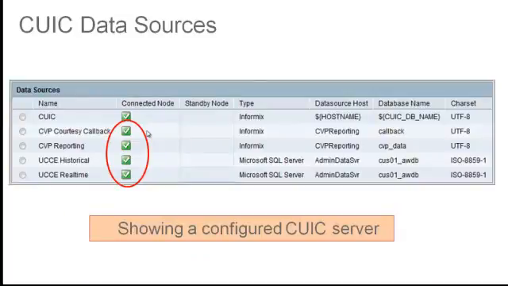This slide shows a configured CUIC server showing 4 connections to data sources, 2 for UCCE, both historical and real-time, and 2 for CVP, including courtesy callback and CVP reporting. All of these data sources connect to the appropriate data source host in the UCCE environment. Notice also that CUIC itself has a data source containing data about the system itself. This would not contain operational data as such, but would include things like report templates, users, roles, permissions, etc.